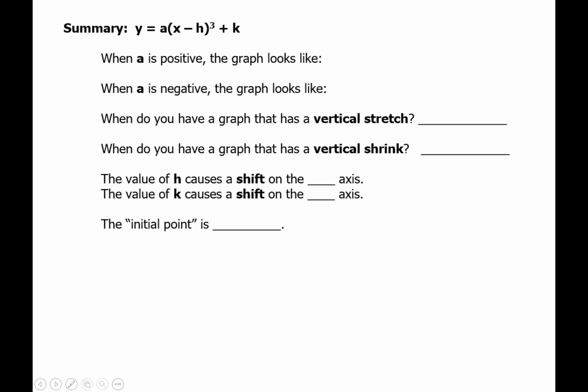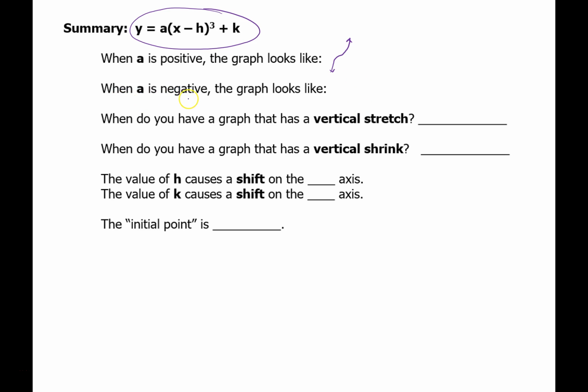Okay, so let's summarize. Here is the general form for a cubic. When A is positive, the graph is going to look like most of those graphs looked like. It's going to be an increasing line with a little squiggle in the center that has an end behavior of negative infinity going up to positive infinity on the right.